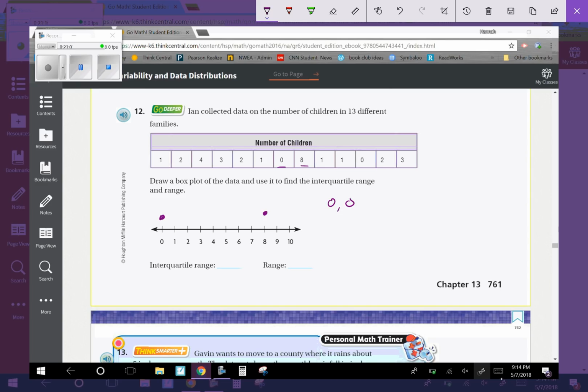So 0, 0, 2, 3, 4. 1, 2, 3, 4 ones. 1, 2, 3 twos. 3, 3, 4, 8. Okay, find the median.